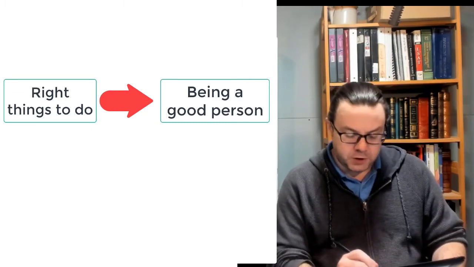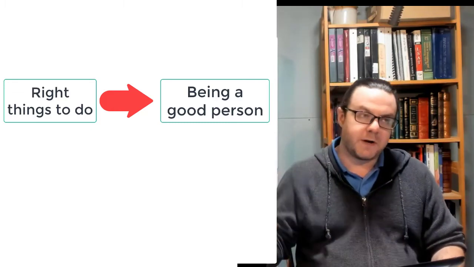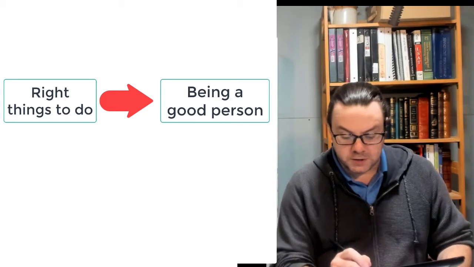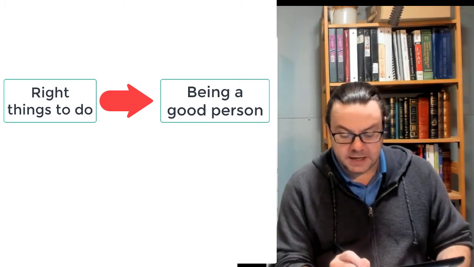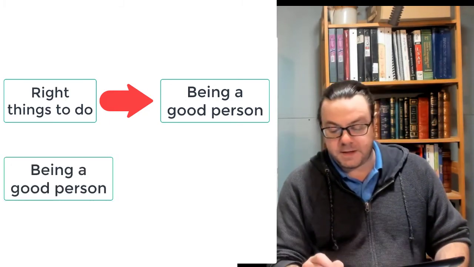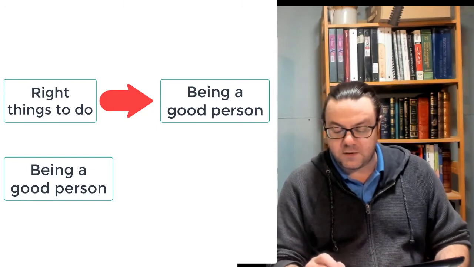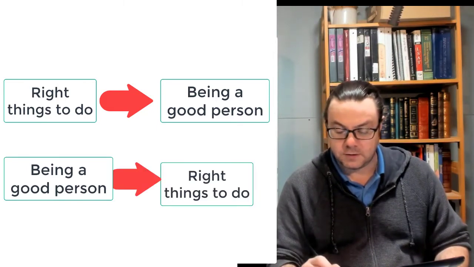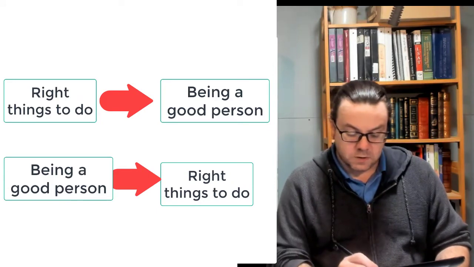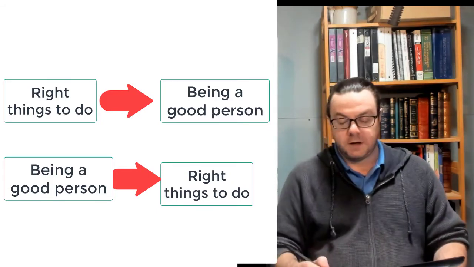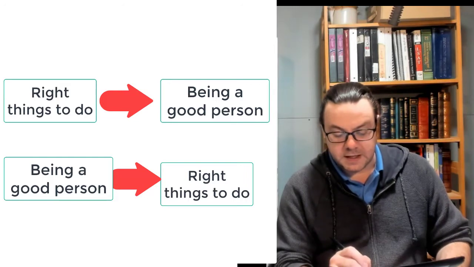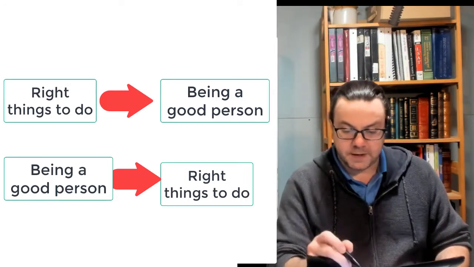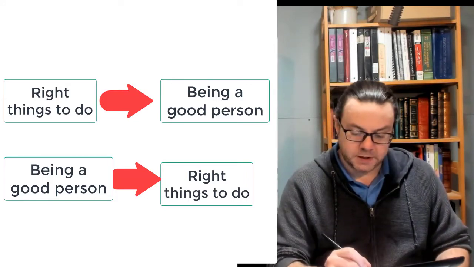The idea with virtue ethics is that it's the other way around. First we define the idea of a good person, and then good things to do are, well, whatever things good people do, right? So the idea of being a good person is defined first, then afterwards the concept of doing the right thing is derivative from that.